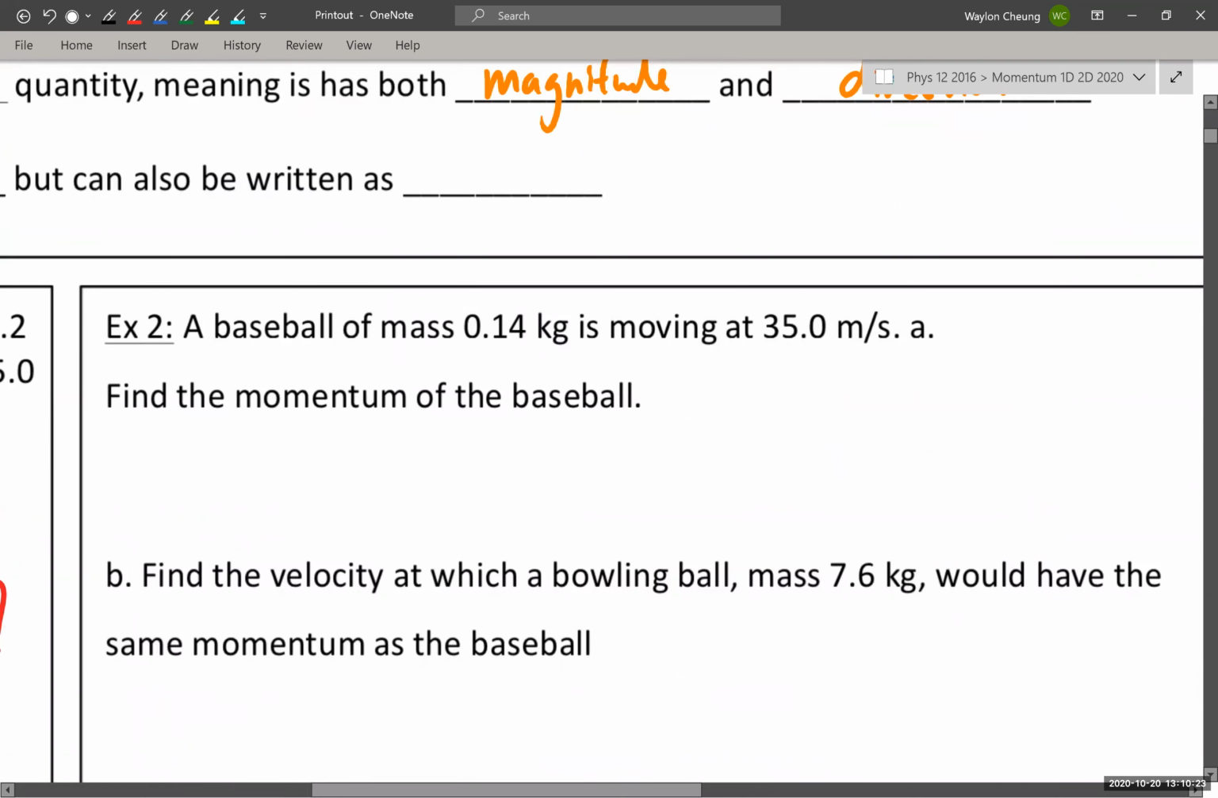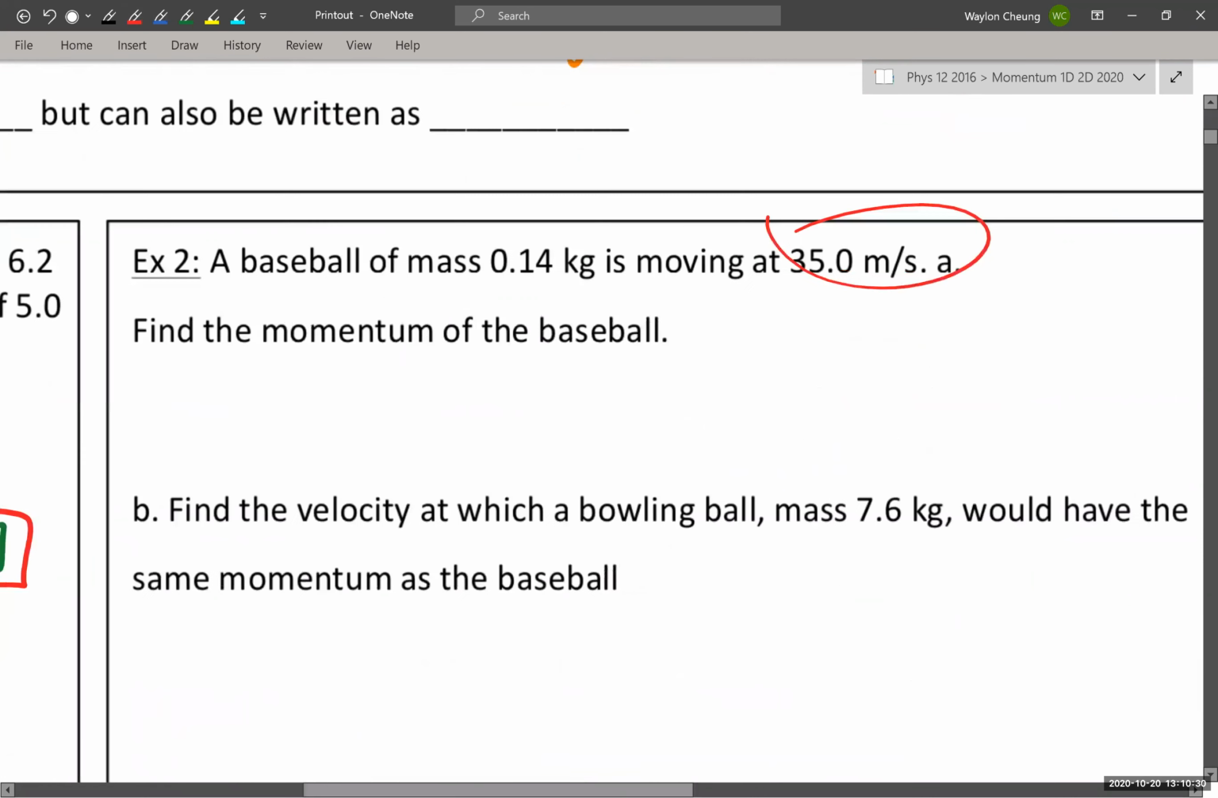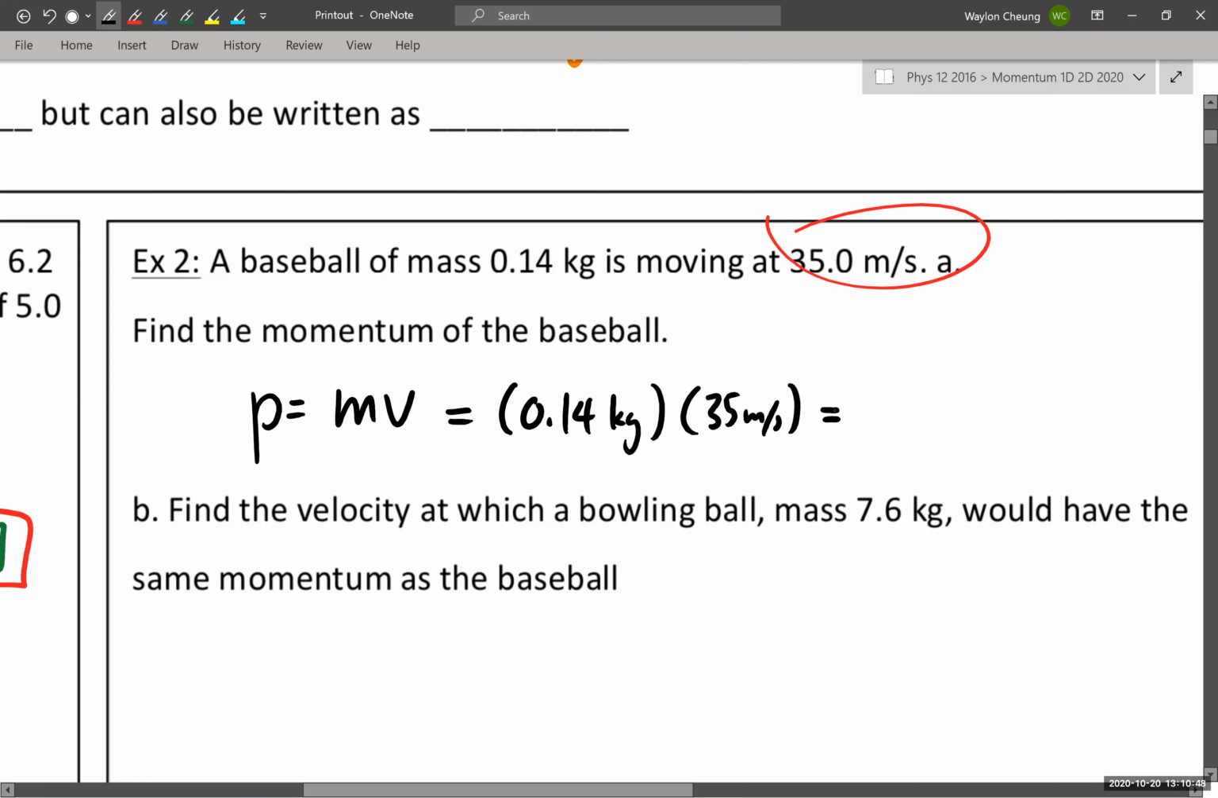Now, baseball. A baseball has a mass of a couple hundred grams, 140 grams in this case, traveling at 35 meters per second. Find the momentum of the baseball. Again, one very easy application. These will go through in seconds. So 0.14 kilograms is the mass, and then 35 meters per second. And momentum is 4.9 kg meter per second.